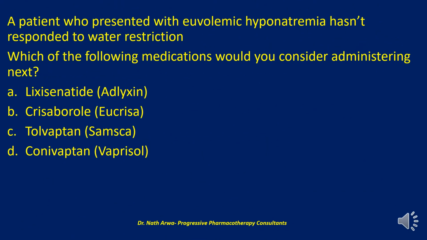which reads: a patient who presented with euvolemic hyponatremia hasn't responded to water restriction. My question to you this time is, which of the following medications would you consider administering next to sort out this problem? Would you administer lixisenatide, or would you opt for crisaborole, or tolvaptan, or would you settle for conivaptan? I'll give you 10 seconds to choose the correct option from the list of 4.